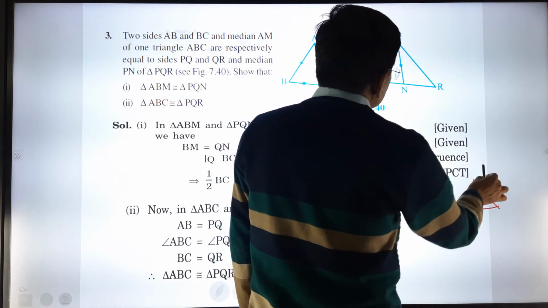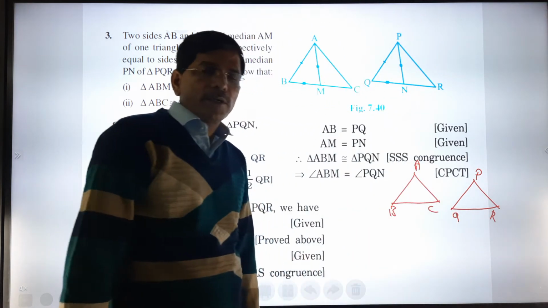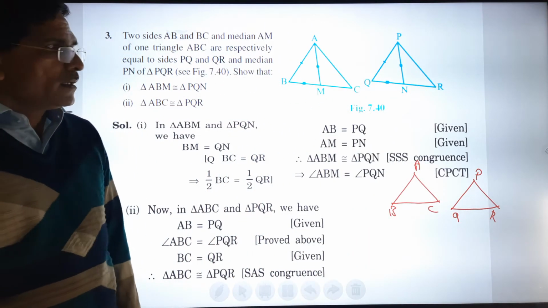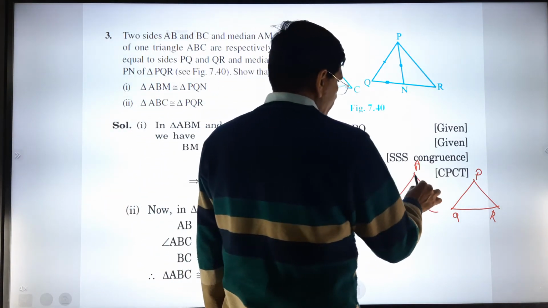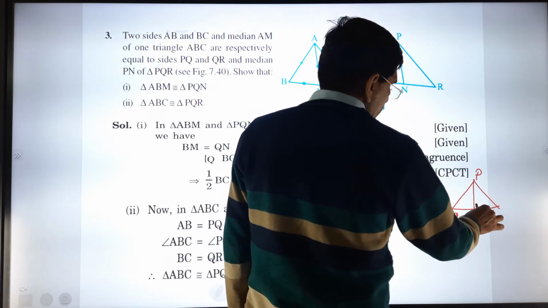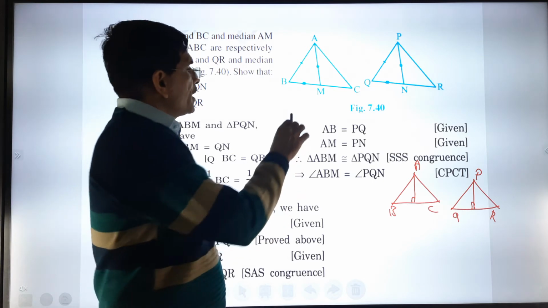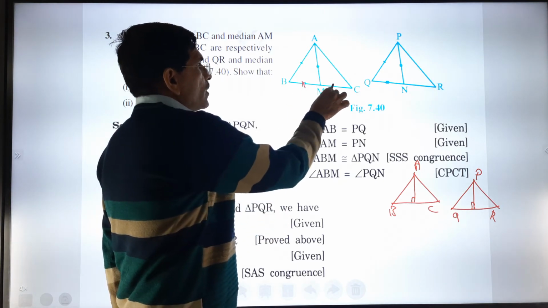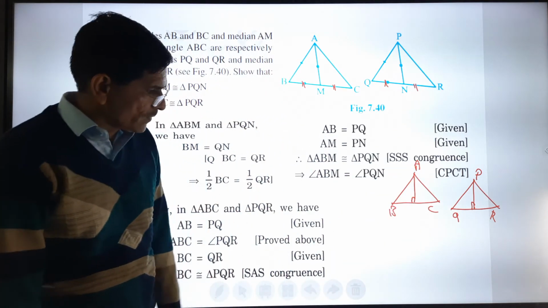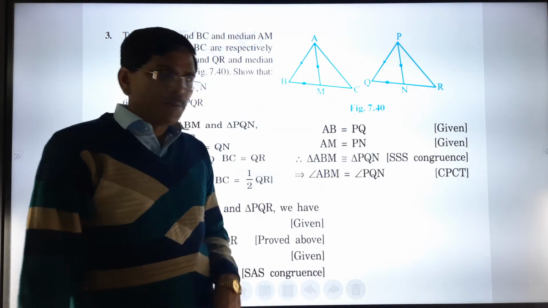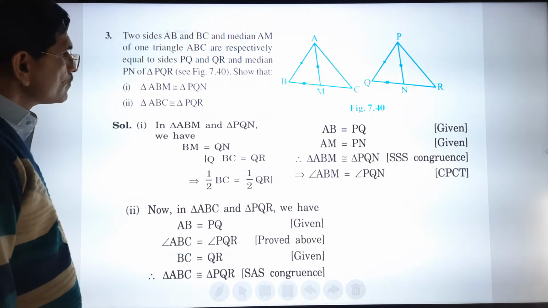So what is the difference between altitude and median, that you have to understand properly. Altitude always generates 90 degrees inside, while the median divides into two equal parts. That is the difference between altitude and median.